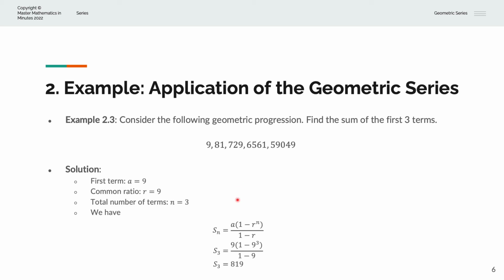So again, with Sn equal to a times 1 minus r to the power of n, divided by 1 minus r, n is now 3, because we're summing only the first 3 terms. A is 9 from above, and 1 minus r becomes 1 minus 9 from above, raised to the power of 3, because n is equal to 3 from above. And 1 minus r becomes 1 minus 9. Again, r is equal to 9 from above. And simplifying that, S3 is equal to 819.